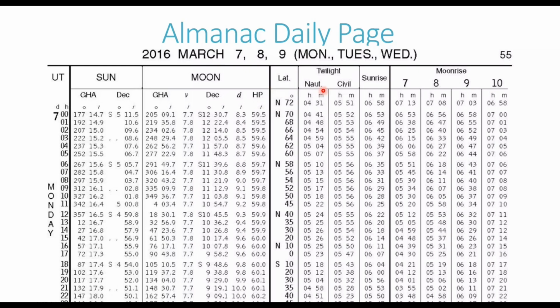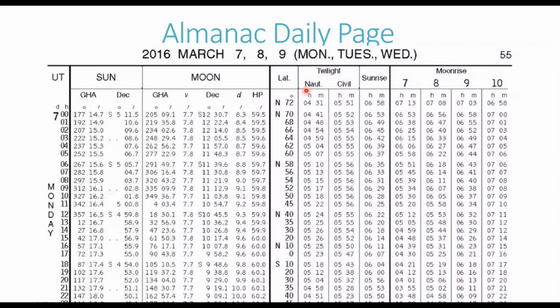Now we go to the right-hand side. In the next column, you see we are given twilight times. We have the nautical twilight and the civil twilight time given here. The twilight times and all the further times. Next, you have the sunrise time. Then you have the moonrise time for all the dates, 7th, 8th, 9th, and 1 day extra. One next day is also included here. That is the 10th. It is repeated on the next page also.